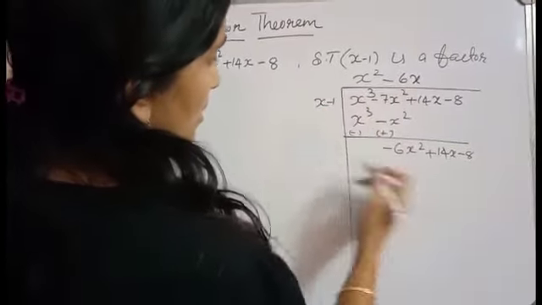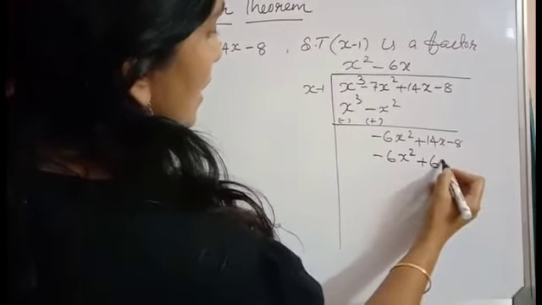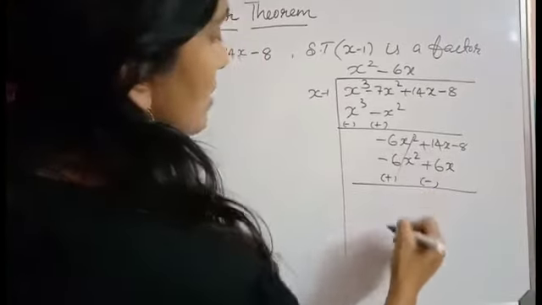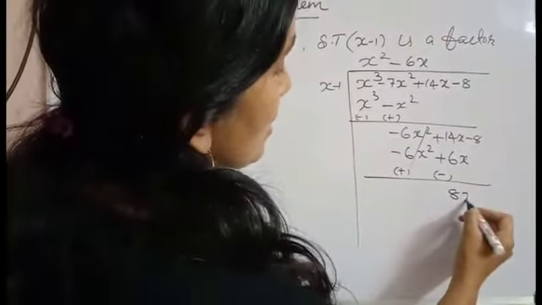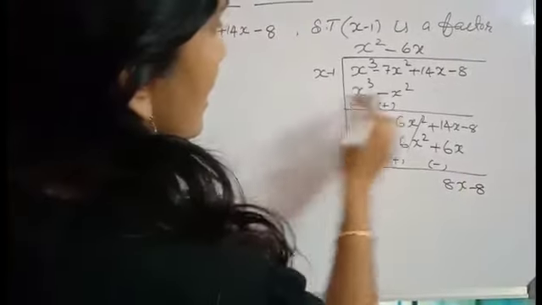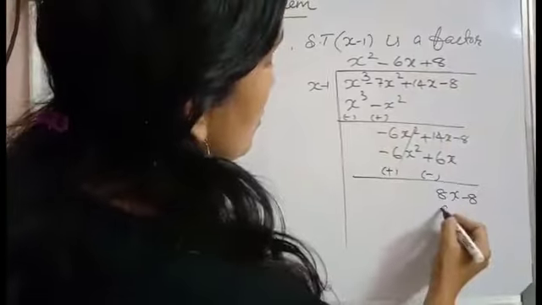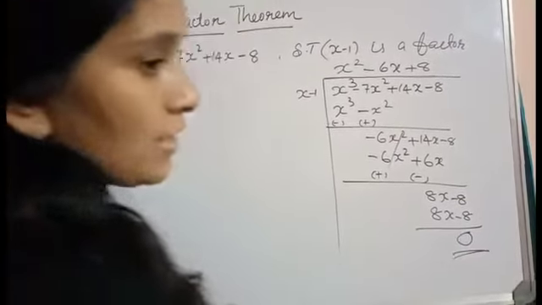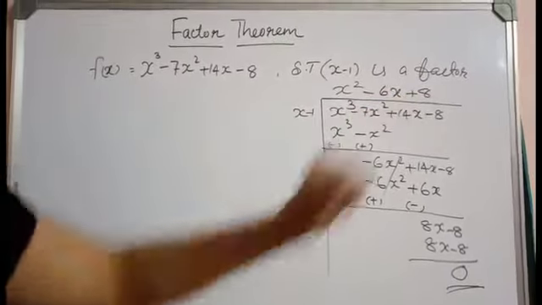Now, minus 6x square by x is minus 6x here. 6x into this term: minus 6x square plus 6x. This will be plus, this is minus, this gets cancelled, and here 14 minus 6 is 8x minus 8. Again this is plus 8, this will be 8x minus 8, that is, the remainder is 0. So you get the quotient as x square minus 6x plus 8.